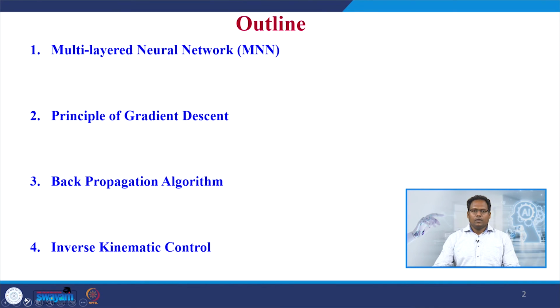The outline of this lecture will be as follows. First we have the introduction to neural networks and the biological inspiration towards ANN, artificial neural network. Then we are going to see perceptron, then multi-layer perceptron. Then we will be seeing multi-layered neural network, its architecture, and then we will be seeing the principle of gradient descent. Next we move on to back propagation algorithm, which is an important algorithm towards neural network based robot control. Then we will be seeing inverse kinematic control using neural networks with an experimental demo, and then we finally conclude our lecture today. Thank you.